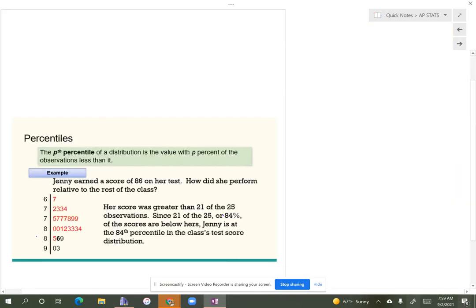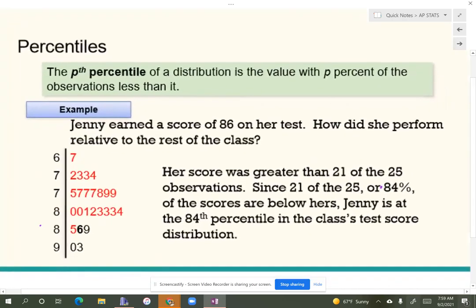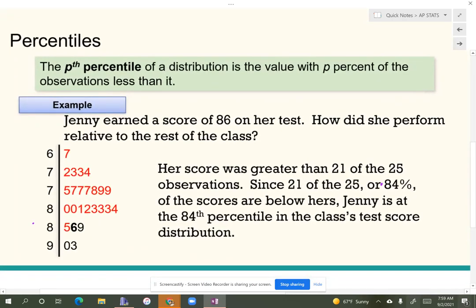So, first thing we're going to talk about are percentiles. It says the pth percentile of a distribution is the value with p% of the observations less than that. So here's our example. We've got a bunch of test scores, and Jenny earned an 86 on her test. That puts her right here in the data. How did she perform relative to the rest of the class?